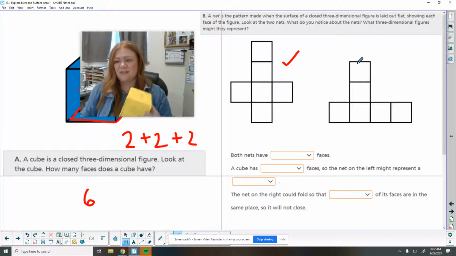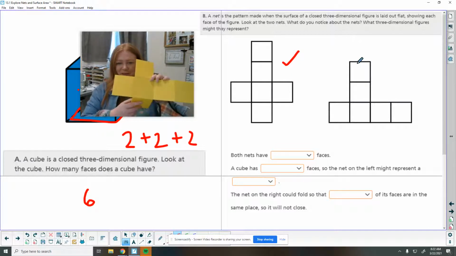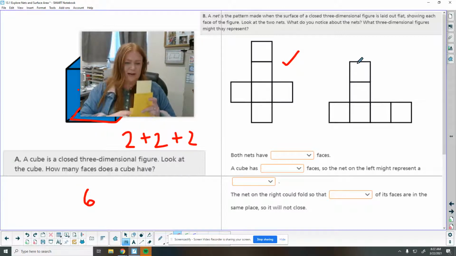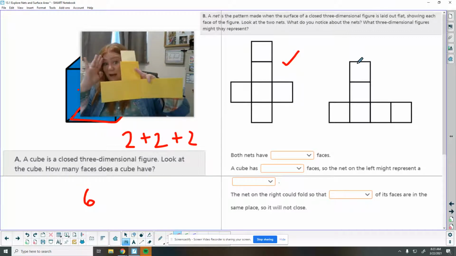So let's talk about this one here. So this one is kind of hard. Let me see if I can. So it doesn't have this piece here, and it's got an extra one here. Oh, I'm going to get creative here, guys. It's got this extra one here. I know it's not the same size, but it will help us think about it. Okay. Sorry, the camera's backwards.